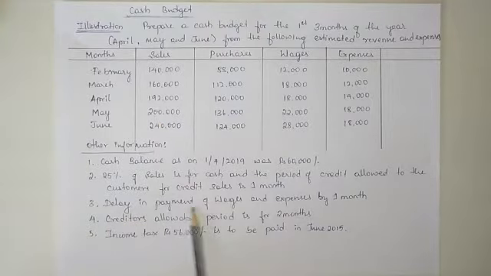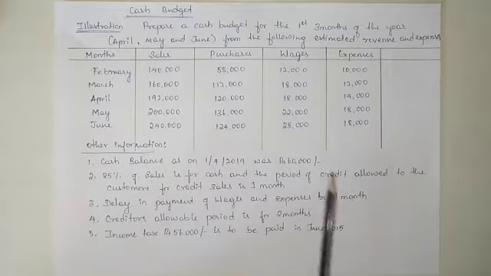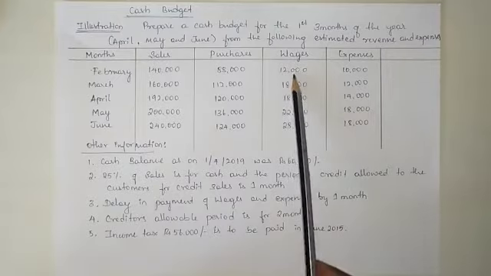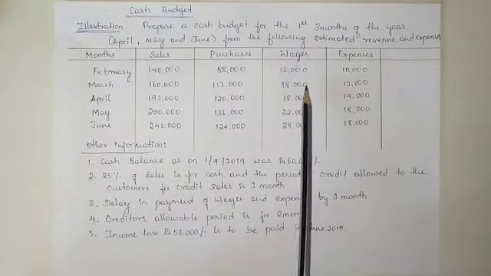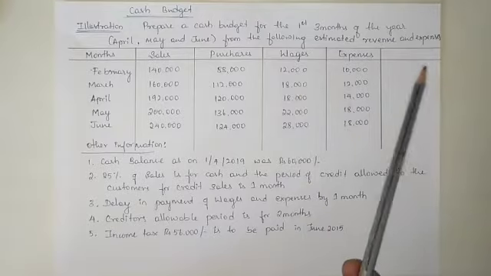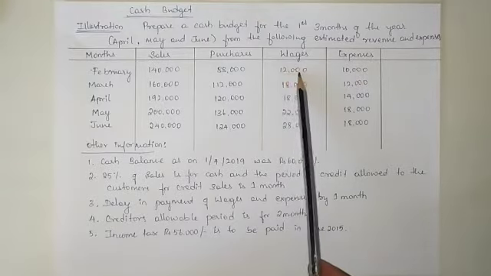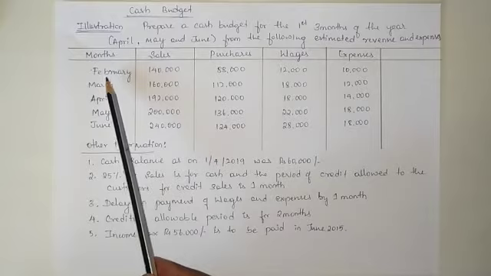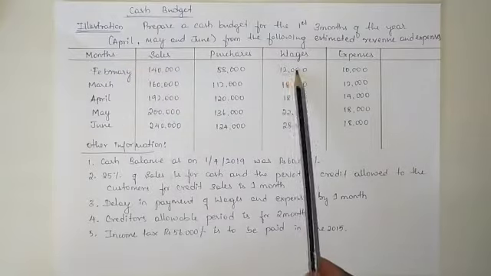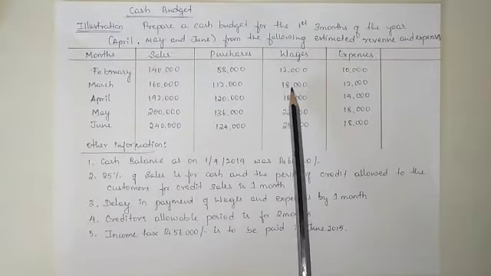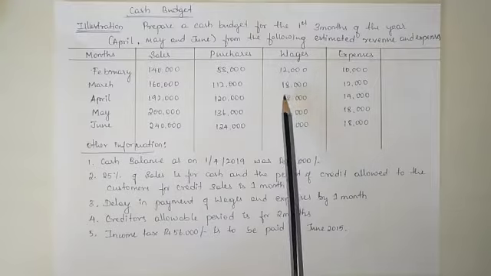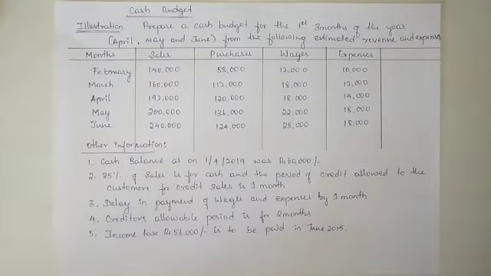Then there is a delay in payment of wages and expenses by 1 month. So the wages and expenses related to a particular month are paid in the coming month. If 12,000 is the wages expense for February, this 12,000 is paid in the month of March. March wages are paid in April. Likewise, wages and expenses are considered.